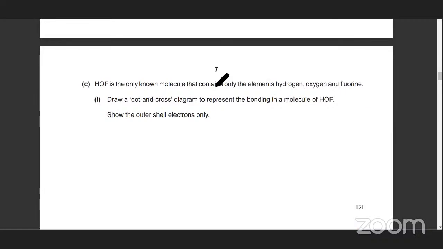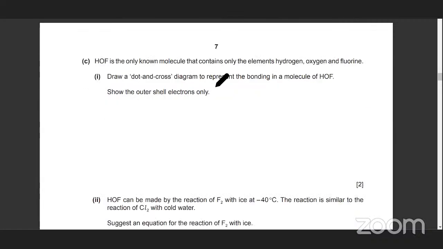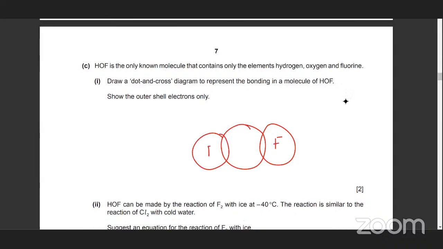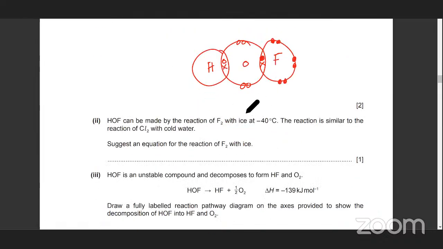Next, HOF is the only molecule that contains the elements hydrogen, oxygen, and fluorine. Draw a dot-and-cross diagram. Now oxygen is going to be in the middle, since oxygen forms two bonds. So there's going to be H, and oxygen in the middle, with a bond over here and a bond over here, and four electrons would be remaining, and fluorine would have, we can change the symbol for fluorine, make shaded dots. That's it.